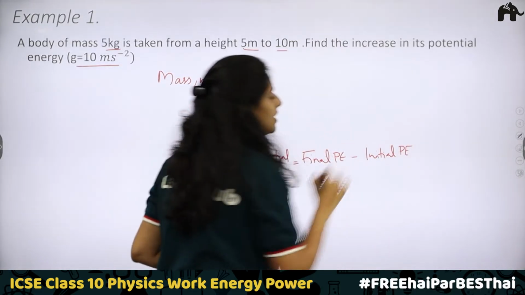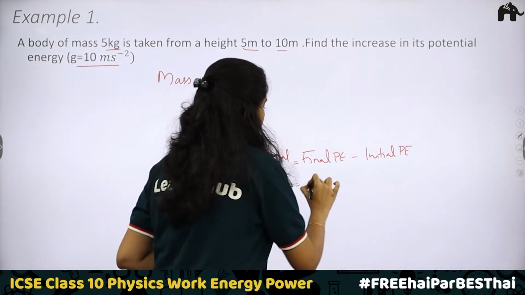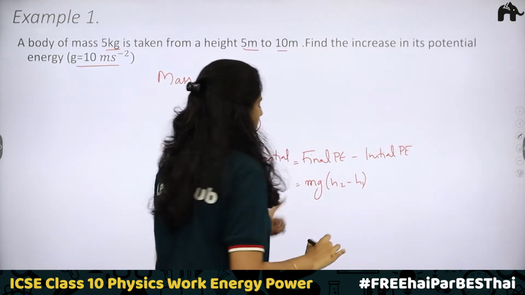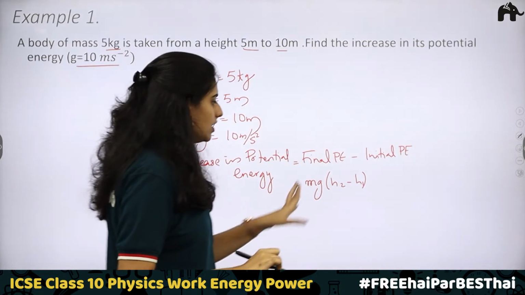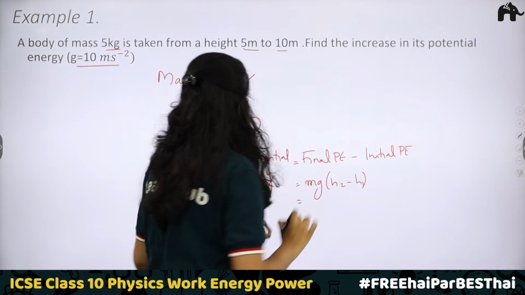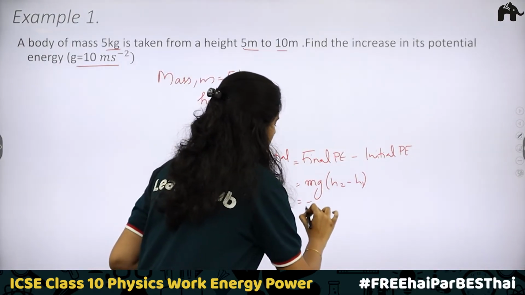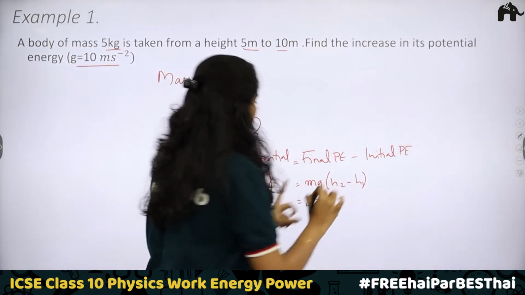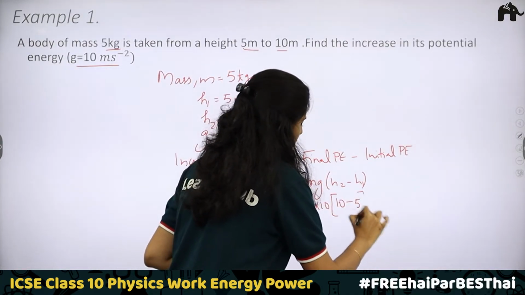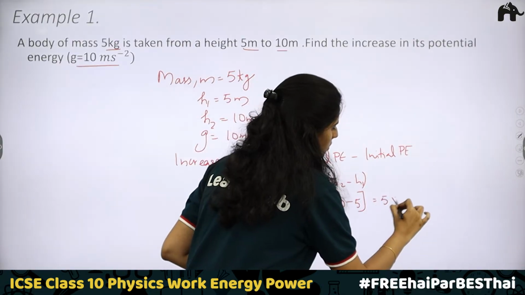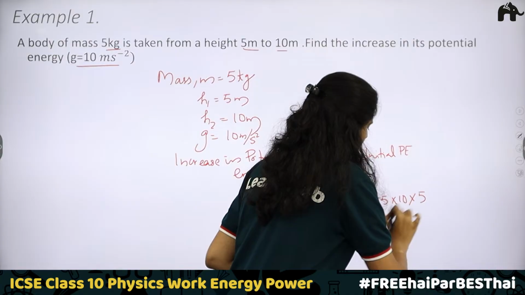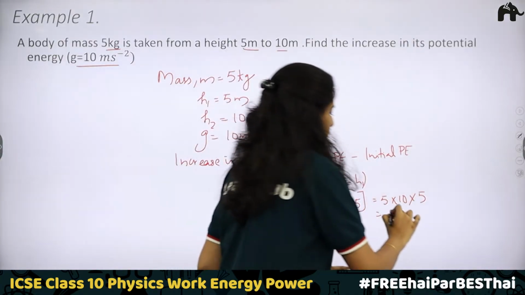Okay, we don't need to find it separately. We have a formula ready-made, that is mg into h2 minus h1, where m is the mass, g is acceleration due to gravity, h2 is the final height and h1 is the initial height. Substitute the values. Mass is 5, g is 10, h2 is 10 meter, h1 is 5 meter. So that is 5 into 10 into 10 minus 5 is 5. 5 into 5, 25, 25 into 10, 250.